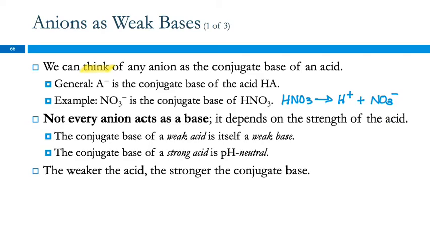If we have something like HF, it is a weak acid. So it ionizes partially. This equilibrium goes both ways. And so some of the HF will ionize and form ions. And this fluoride ion is the conjugate base of this acid. This is a weak acid, and so that means that this conjugate base is stronger than the conjugate base of a strong acid.